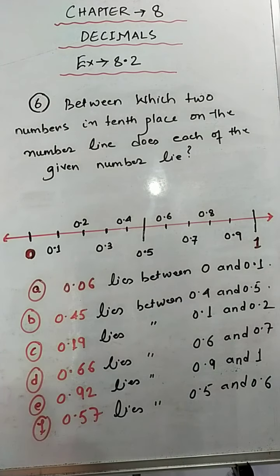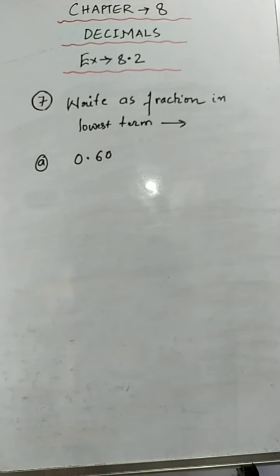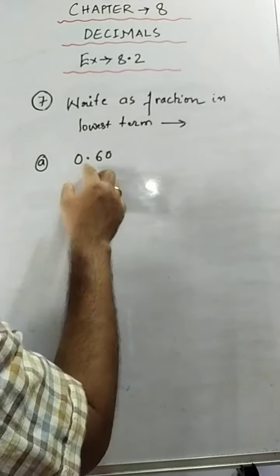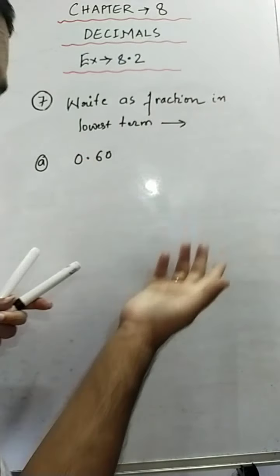Okay, students, so this is the solution of question number 6. I hope all of you have understood this. Now let's move on to sum number 7. In question number 7, we have to first convert the decimal form to a fractional form, and then we have to convert it into the lowest term, that is, into the simplest form. So what is the rule? How to convert any decimal form to a fractional form?